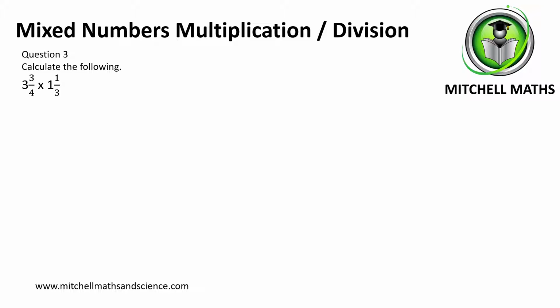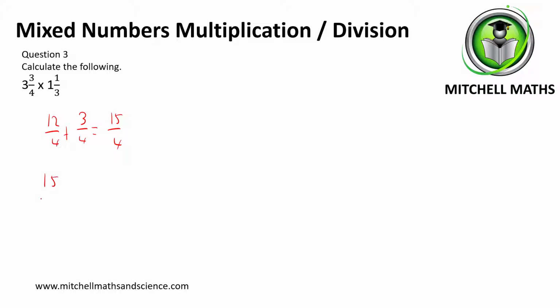Now let's have a look at a mixed number multiplication question. What I'm going to do with these mixed numbers first is convert them into improper fractions. So I've got 3 3/4. If I think about it, that's going to be 12 over 4 plus 3 over 4, because there's 12 quarters in 3, which is going to be 15 over 4 in total.